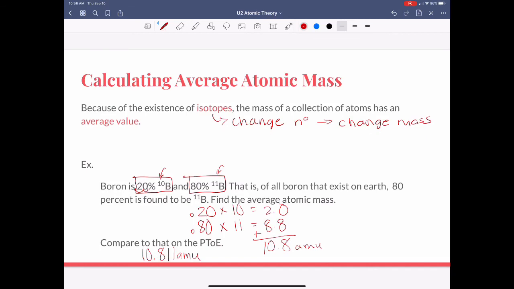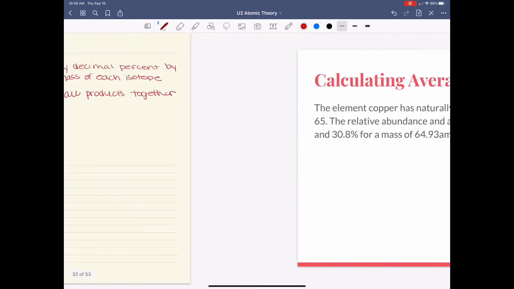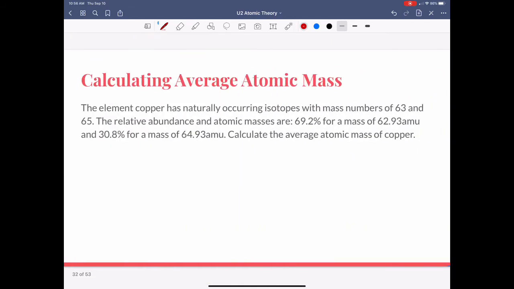All right, let's look at example 2. An element of copper has naturally occurring isotopes with a mass of 63 and 65. The relative abundance of the atomic masses are 69.2% for a mass of 62.93 and 30.8% for a mass of 64.93. Calculate the average atomic mass of copper.